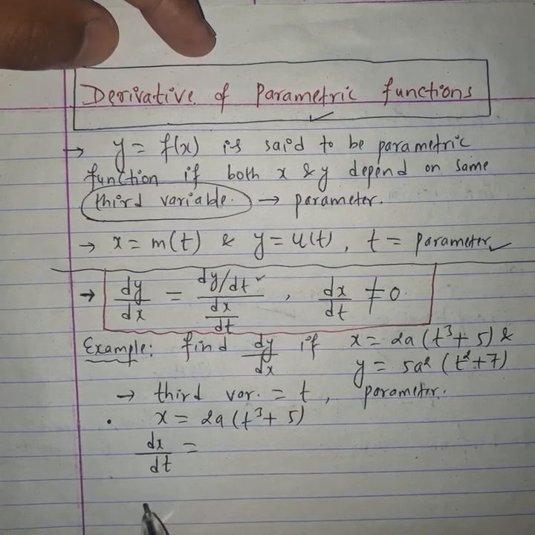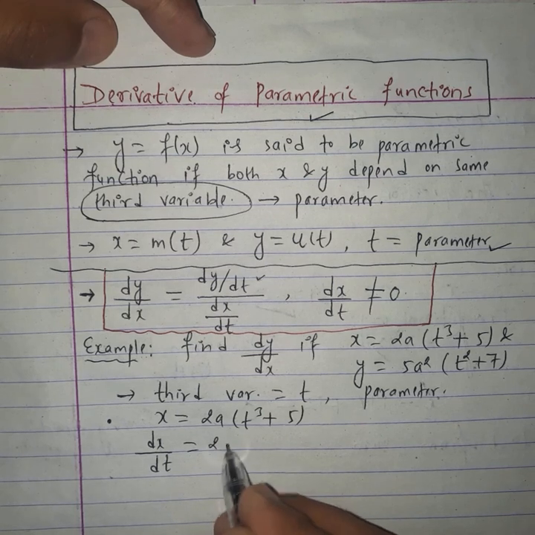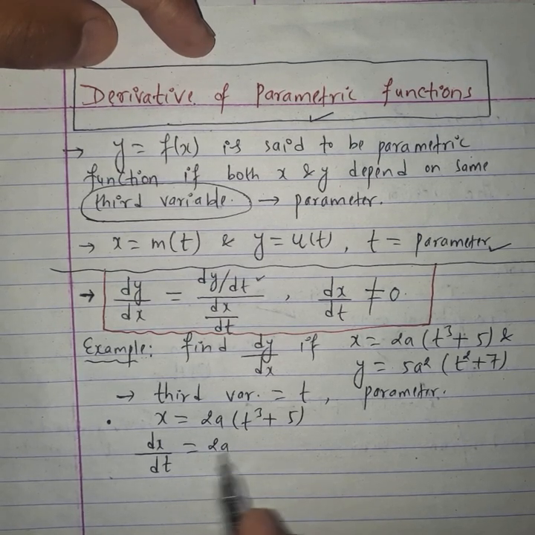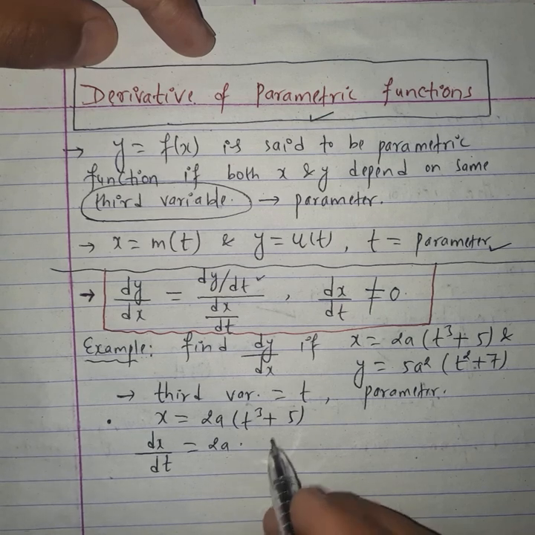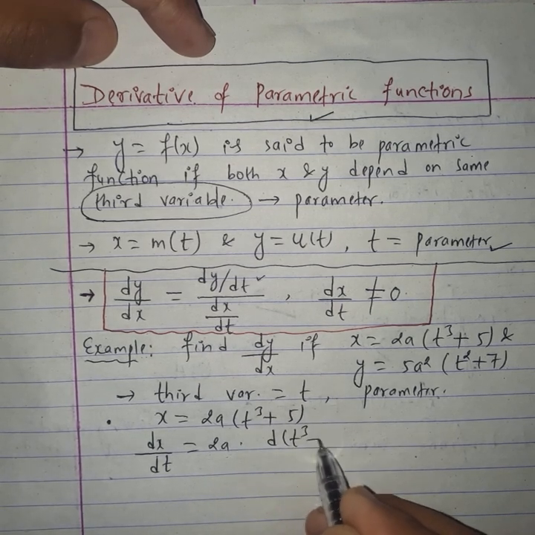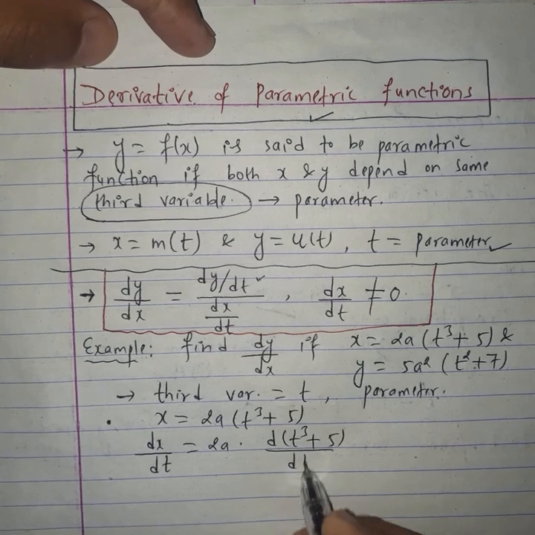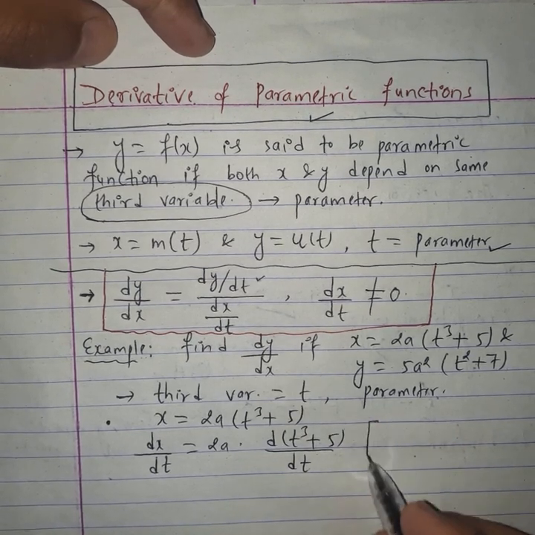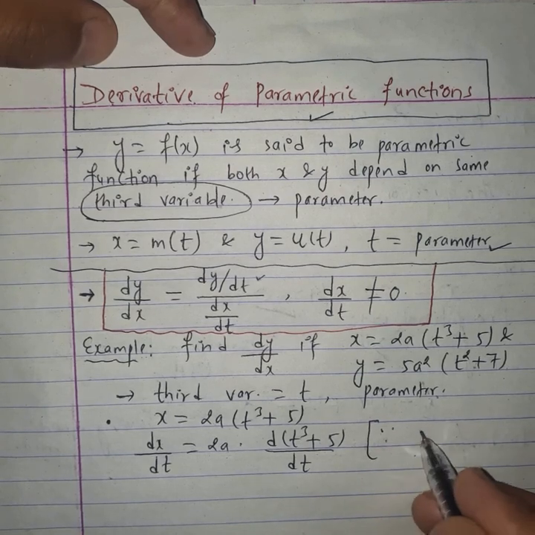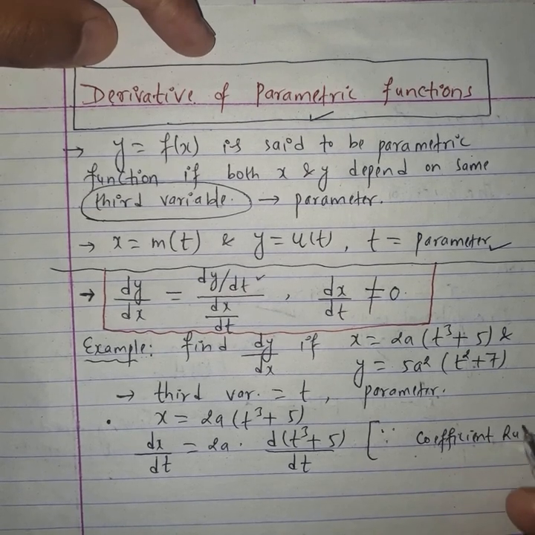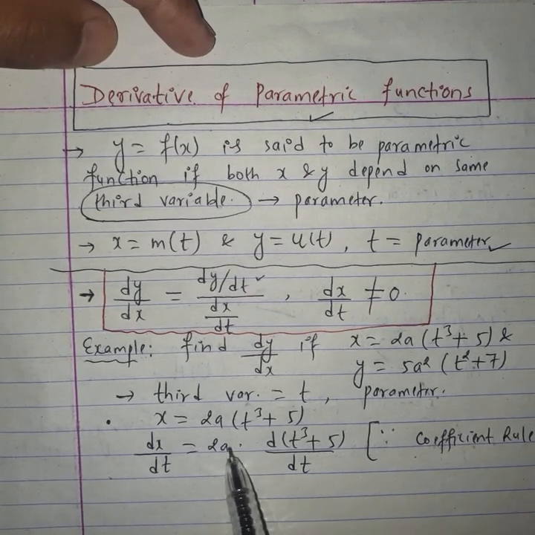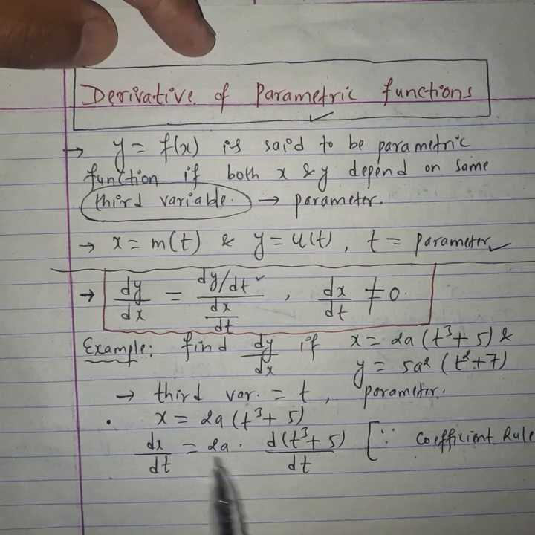Let's find out dx over dt first. Here the 2a is constant, so we can take 2a as a coefficient of the differential function. We can take this constant term in front times the derivative of this t cube plus 5 with respect to t. Here we just use the coefficient rule. By the coefficient rule, we can take the constant in front as a coefficient.